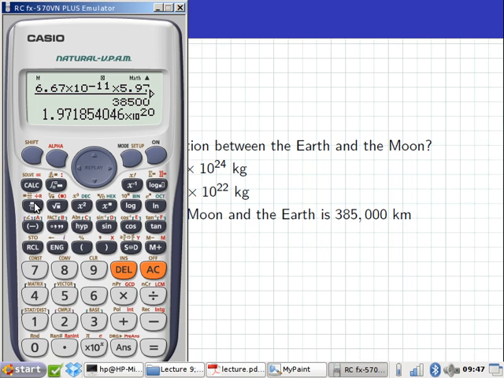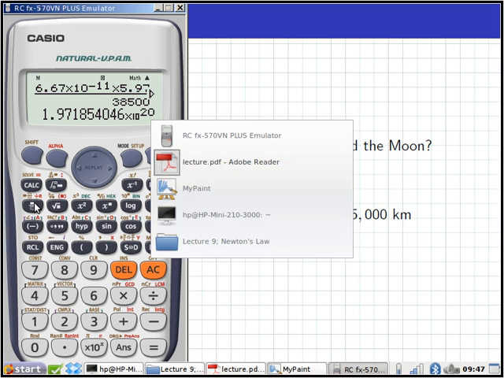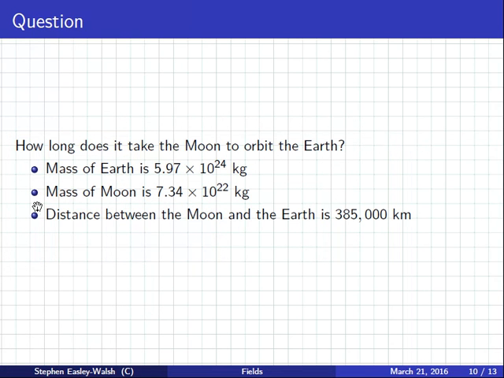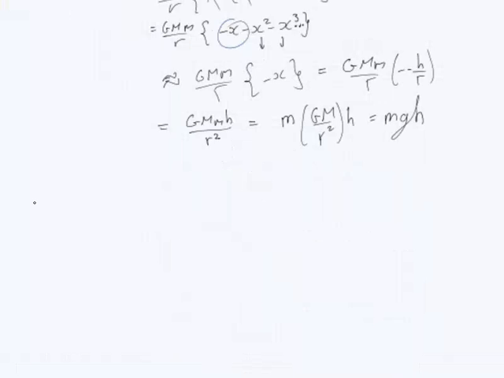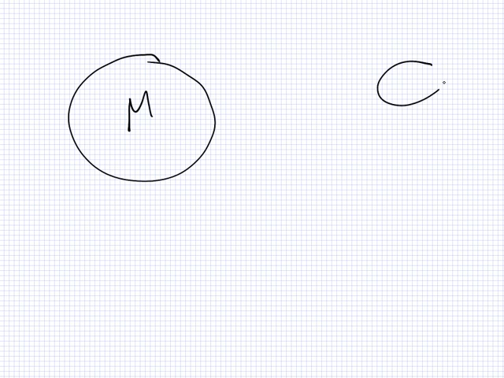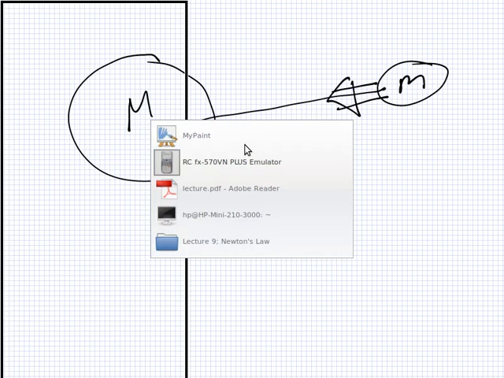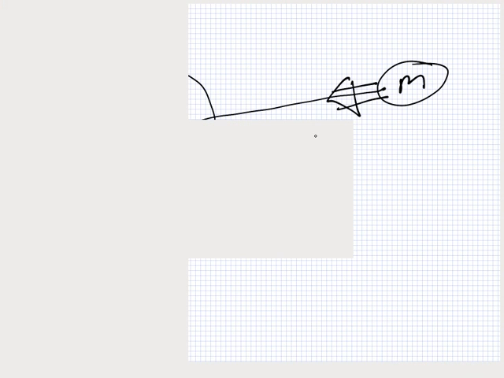Got it? Right, next one. That's the answer. How long does it take the moon to orbit the Earth? I'll do this one. It's a little bit harder. Now, do you know the mass of the Earth? Yes. Do we know the mass of the moon? Yes. Do we know the distance between them? And do we know the force? We do. We've just worked it out here. So we know the F.